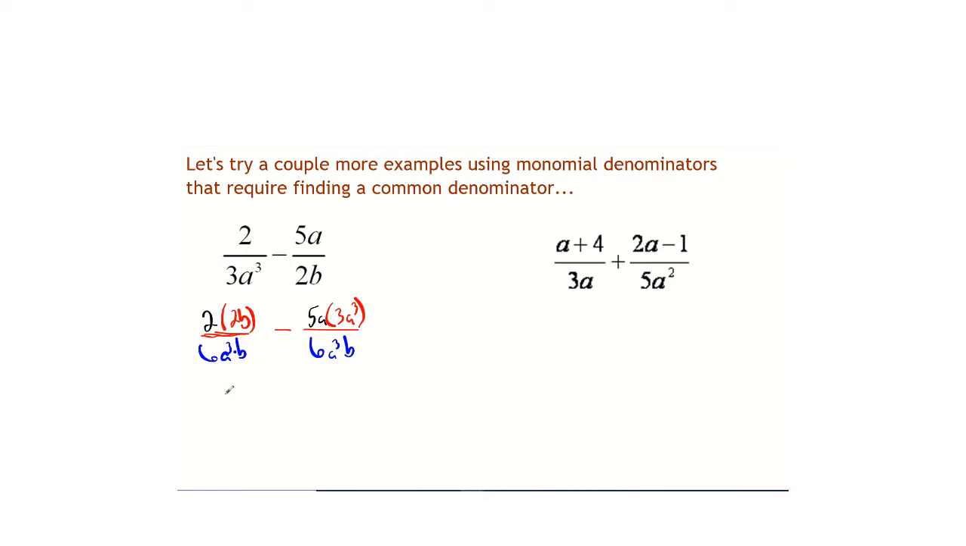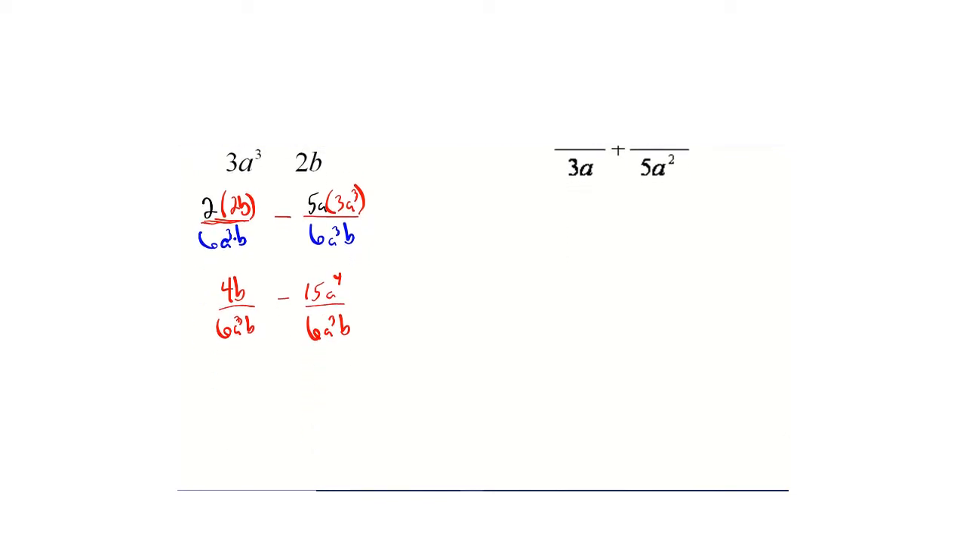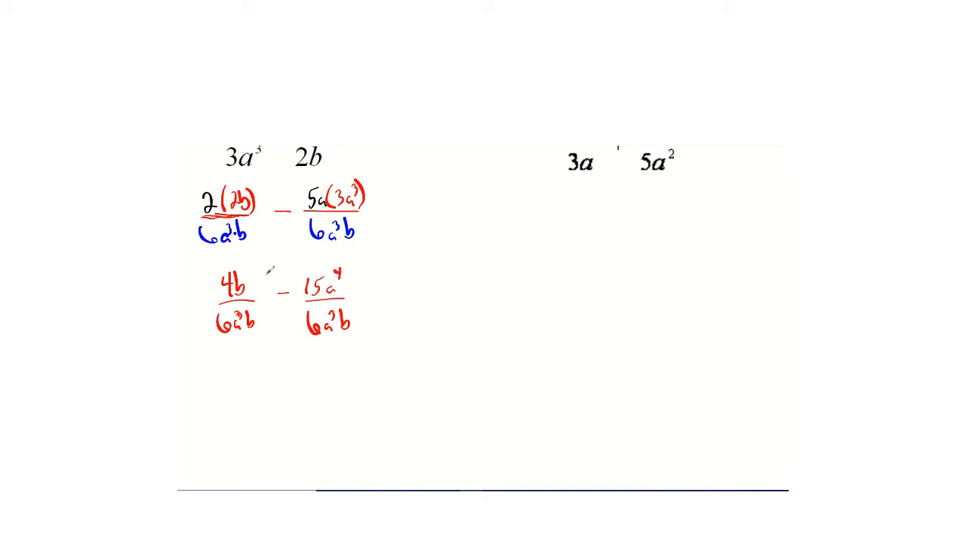Let's see what we've got. So 2 times 2b, that's 4b over 6a cubed b. Minus 5 times 3 is 15, a times a to the third is a to the fourth, over 6a cubed b. So now I've got two fractions, same denominator. We can combine those together as one fraction. So just subtract these. They're not like terms, so it's just going to be 4b minus 15a to the fourth divided by 6a cubed b.